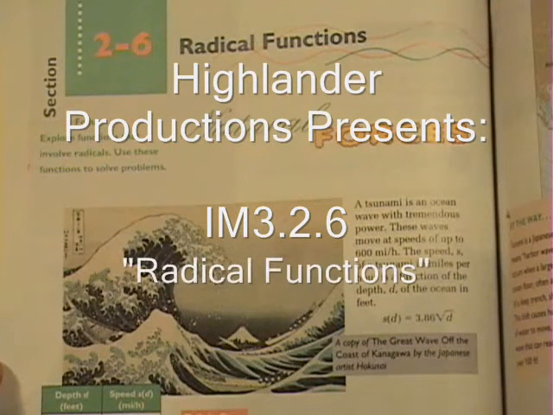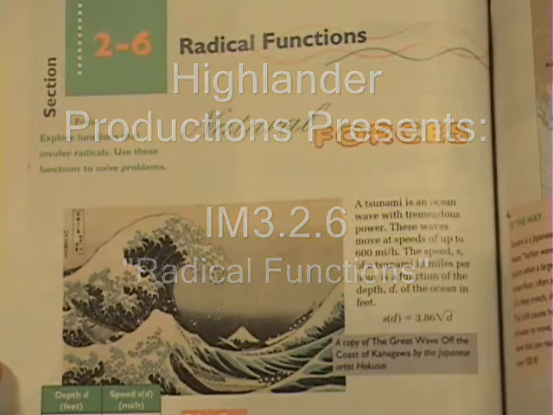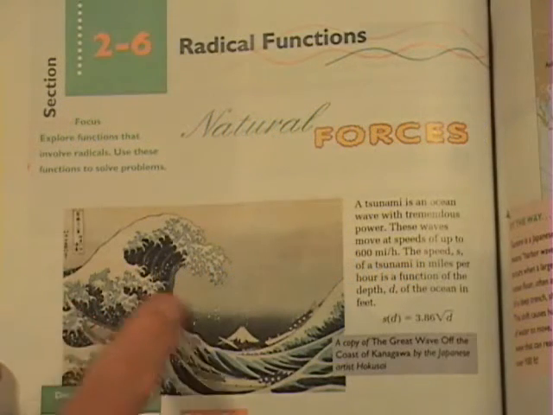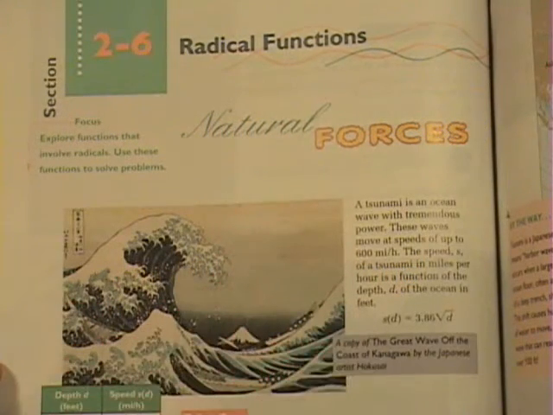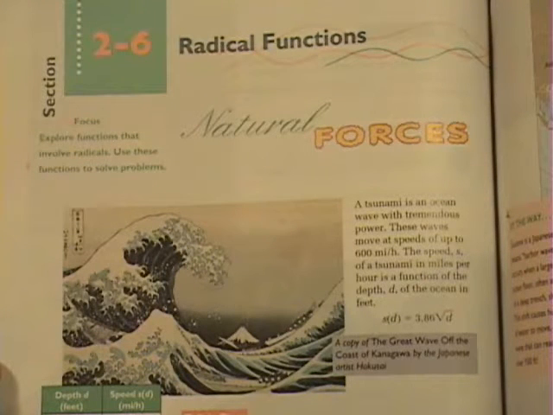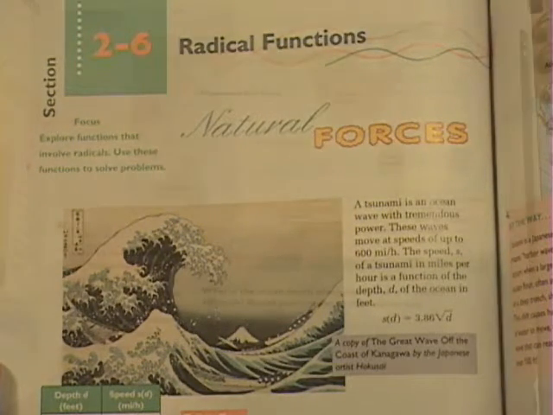Alright, welcome to 2-6. We're going to get radical here. I like the example that they've begun the section with. This is about the mathematics of tsunamis, and this was written long before that tragic tsunami hit in Indonesia. But you can see that the math of it has to do with square roots, and square roots are radicals, and that's what we're doing in this section.